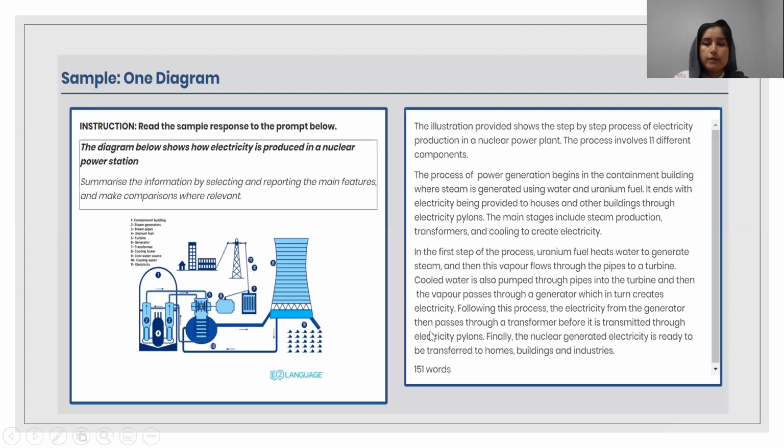So here, I'm just going to go through one of the writings, about a diagram that is given here, and we will see how it is written. The instruction says, read the sample response to the prompt below. The diagram below shows how electricity is produced in a nuclear power station. So it's a process of how electricity is produced in a nuclear power station, and then we have to summarize it and write it in here.